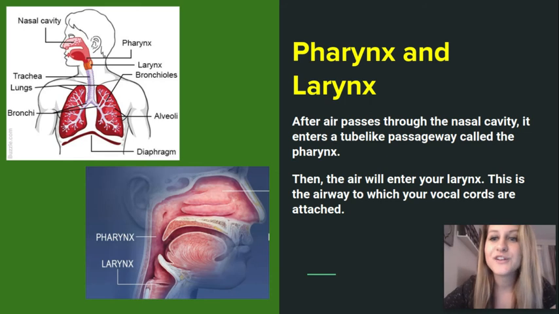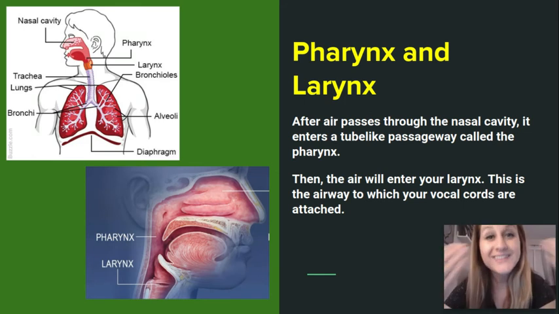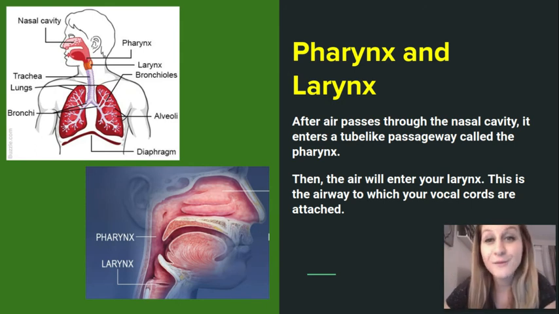Then the air will enter your larynx. This is the airway to which your vocal cords are attached. So your vocal cords are horizontal folds of tissue that vibrate when air passes between them. So this is what allows you to speak and to sing. So your pharynx and your larynx, they both have very important jobs.